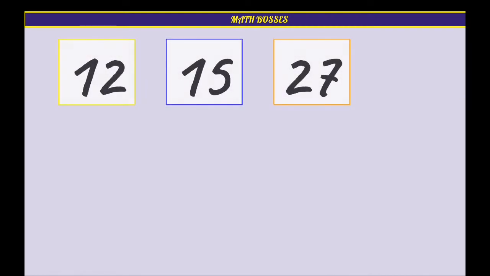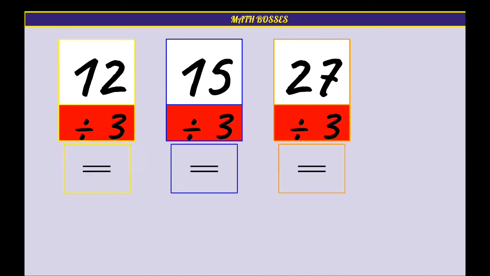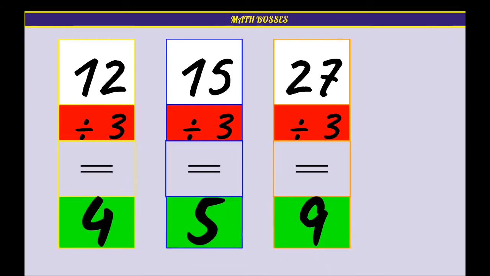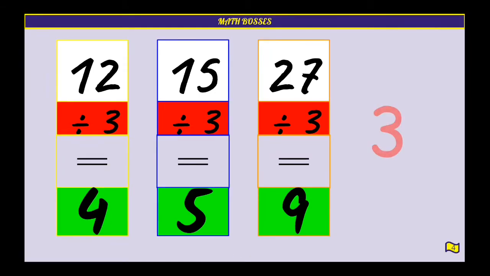Now let's consider three numbers, 12, 15 and 27. When we divide them by a certain number, let's say 3, we notice that we get answers to be 4, 5 and 9 respectively, all without remainders. So this makes 3 a common divisor or common factor of 12, 15 and 27.